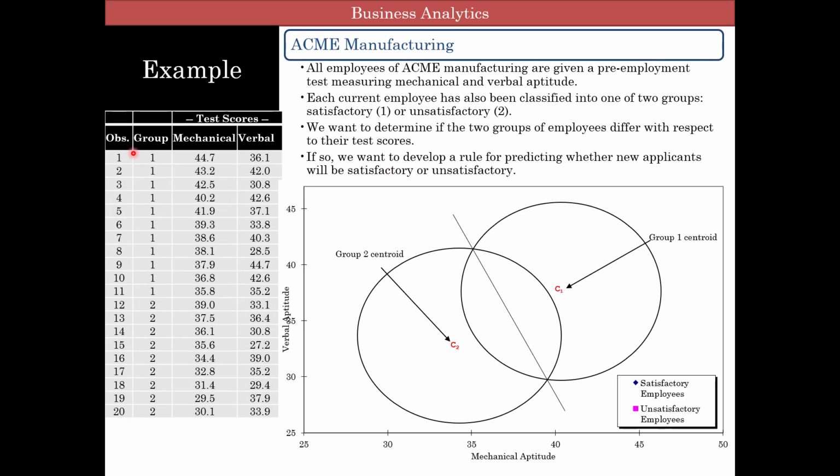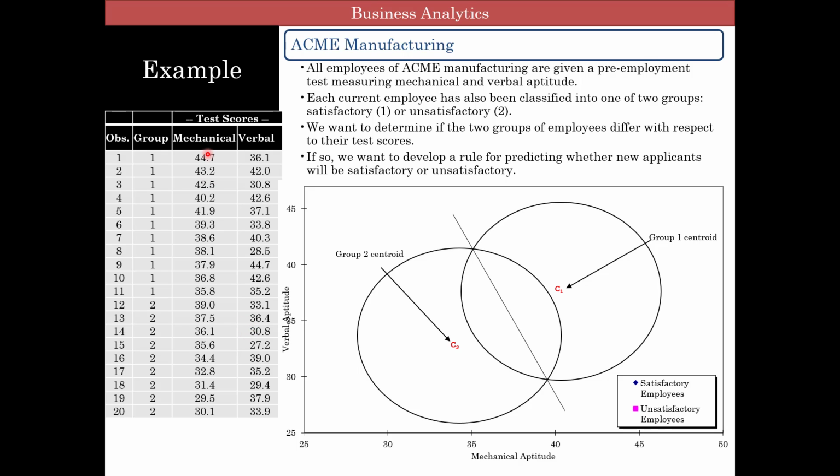So here's the data. We have 20 employees here, and there are 11 in group 1, which is satisfactory, and here are their mechanical and verbal scores, and here is group 2, there are about 8, and here are their mechanical and verbal scores.